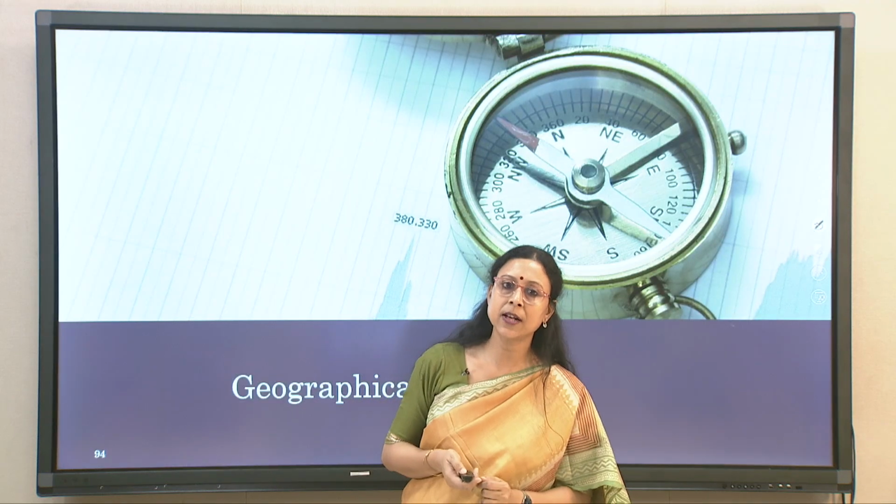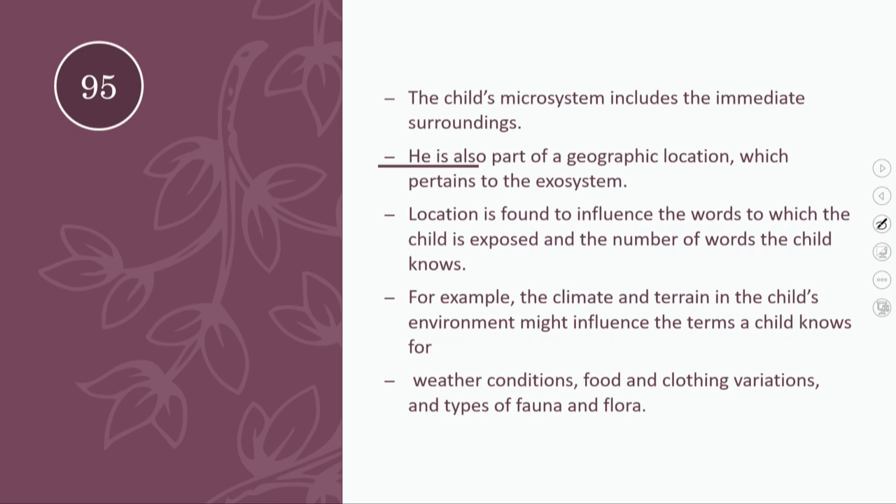With respect to the geographical factor, let us see what we have. The child's microsystem includes the immediate surrounding, that is what we have been discussing till now. Microsystem means the caregiver and the child, the immediate vicinity of the child. It can maximally extend to the family, but the child is also part of a larger geographic location, which pertains to what we call the exosystem. Exo is outside, endo is inside. So, the exosystem is the larger outer world within which the child functions.